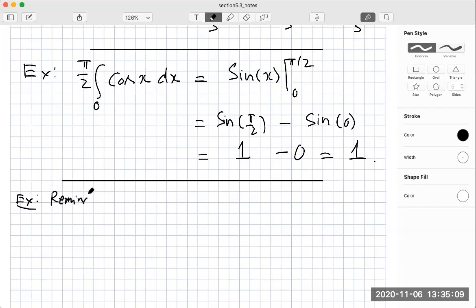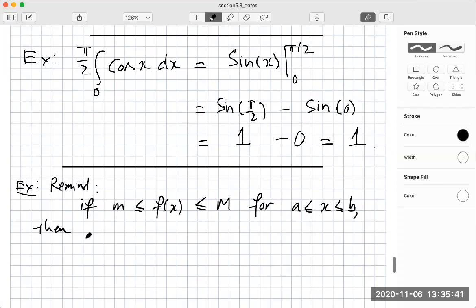Remember the inequality properties: if m is smaller or equal to f of x and smaller than capital M for any x between a and b, then the integral from a to b of m dx will be smaller than the integral from a to b of f(x) dx, smaller or equal to the integral from a to b of M dx.